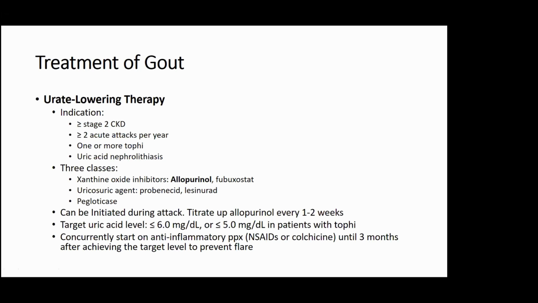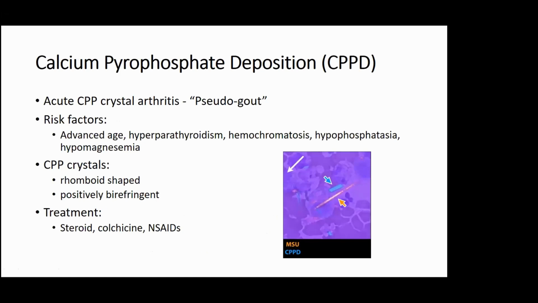So this is the gout. We can also quickly talk about calcium pyrophosphate deposition. This is actually a tricky term. CPPD is any kind of deposition of calcium pyrophosphate, and we can always diagnose it from the X-ray. If this patient has calcification of the cartilage, then we can already say this patient has CPPD.